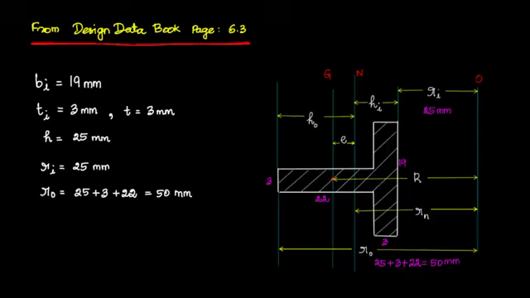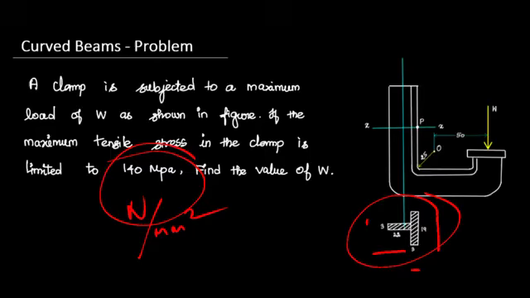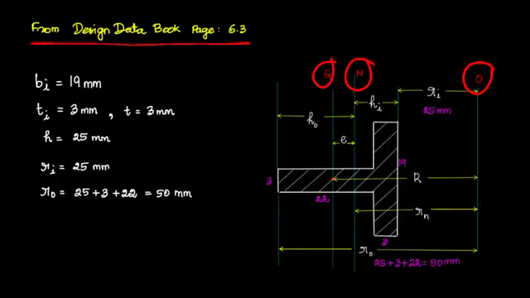So from the diagram we can see that there are 3 axes actually. G is the centroidal axis, N is the neutral axis, O is the center of the curved beam. If you see the diagram, the entire beam is kind of curved. Here O is the center of the curve. The curved beam will be like a bent beam and O is the center of the curve. And G is the centroidal axis.